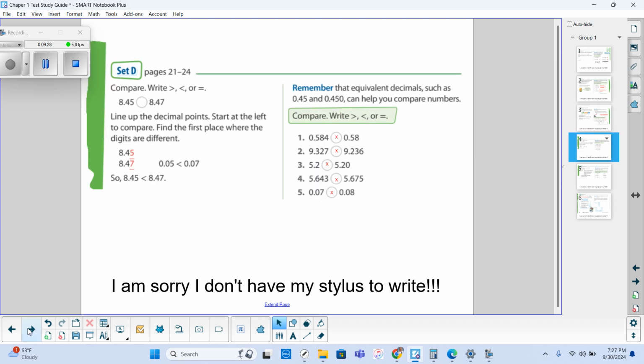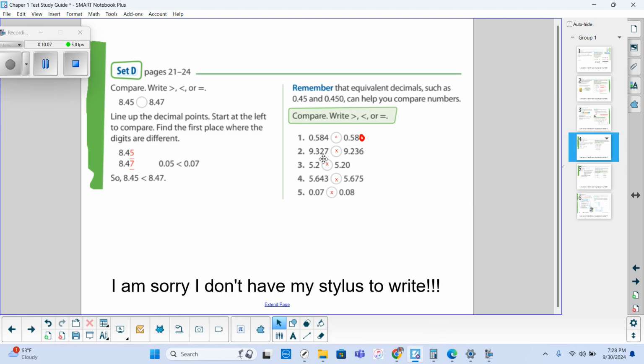Now for set C, in order to compare these, you want to go out as many decimal points as needed. So this is 0.584 and this is 0.58, which I'm going to just write in another 0 so we can compare these. So we are comparing 584 thousandths versus 580 thousandths. Well, clearly 584 is bigger than 580, so the greater than symbol goes there.